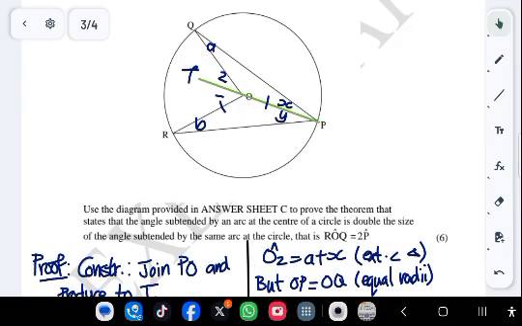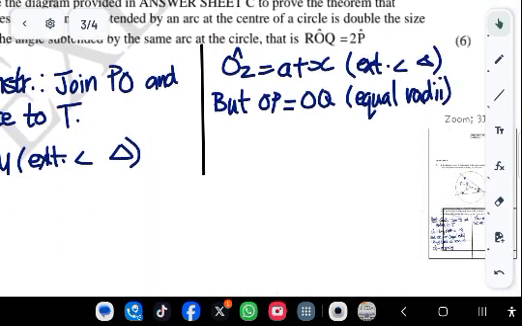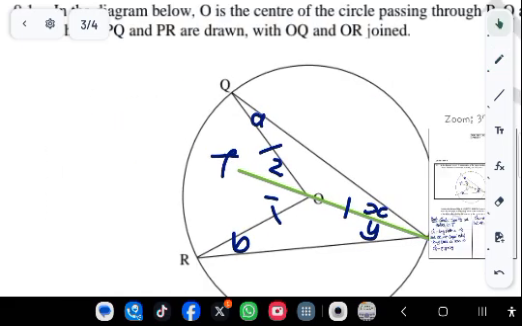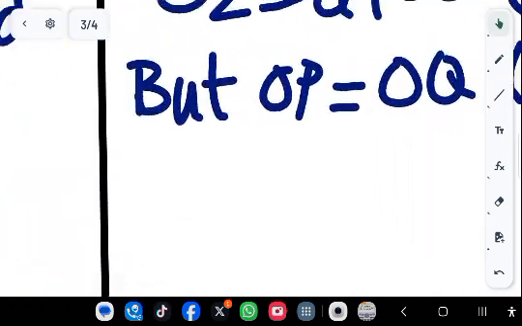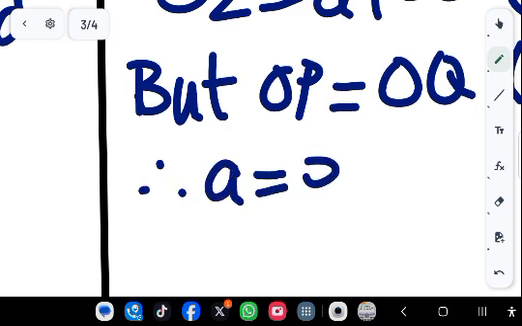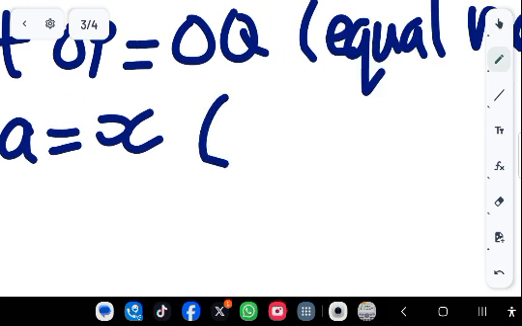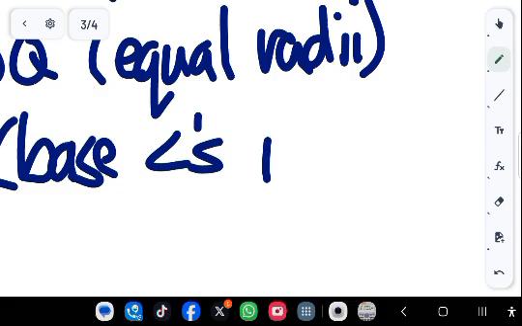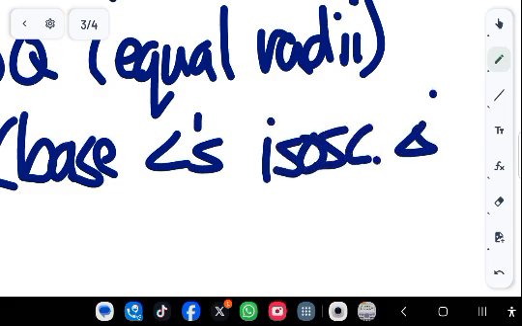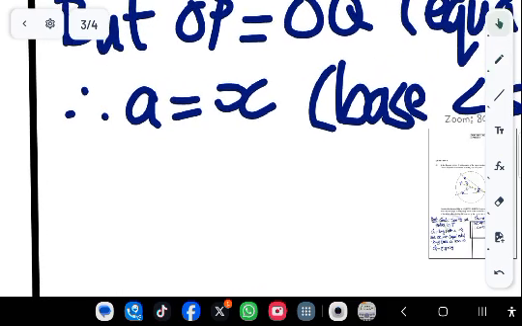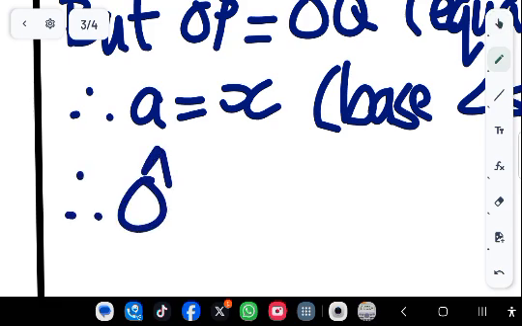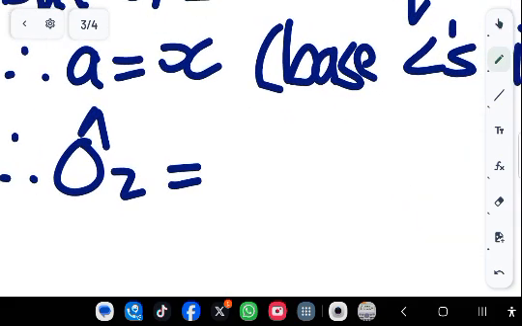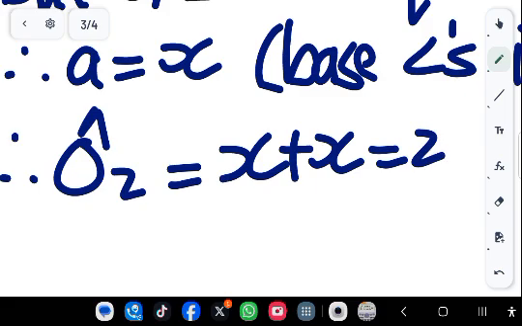Therefore, angle A equals angle X, base angles of isosceles triangle. Therefore, A equals X, and the reason is base angles, isosceles triangle, or you can simply say OP equals OQ. Now, therefore, angle O2 will be equal to x plus x, which is equal to 2x.